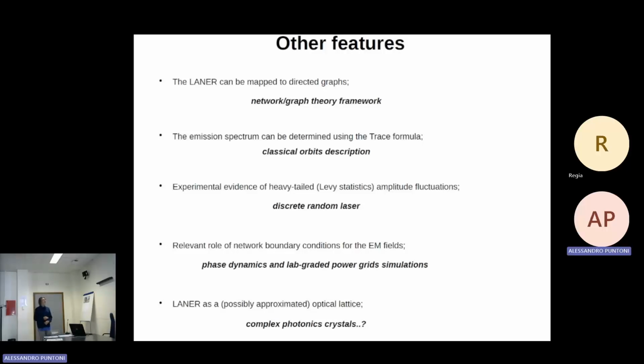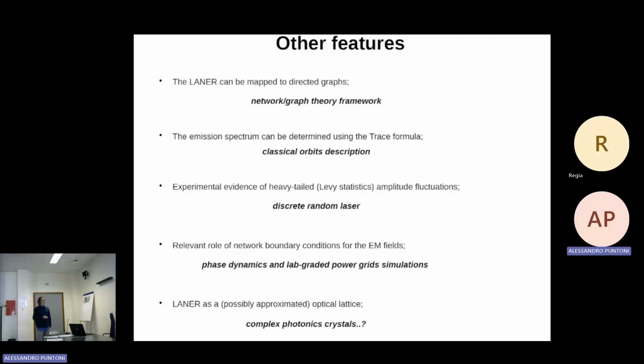An important point is that you also can connect, as you see with the formula, the quantum graph description to the classical description that you have in the trace formula, which is very useful in the quantum graph approach. Another important point is that the system is disordered, so you may think to observe some behavior reminding of a random laser, and this is indeed something that we have found. We have found some Levy statistics in the description of the behavior of the emission.